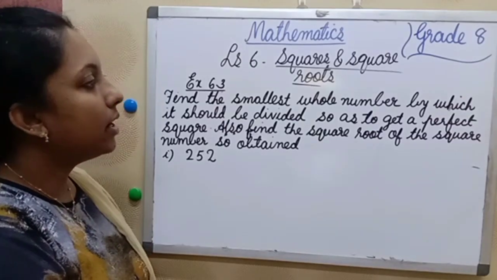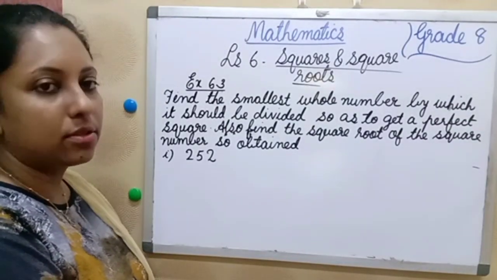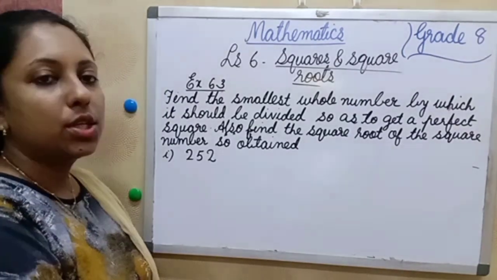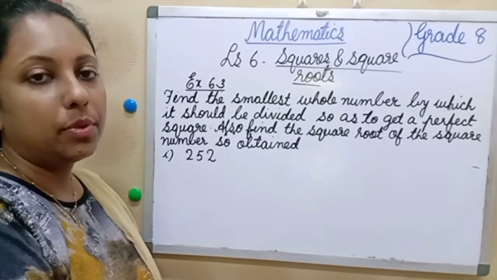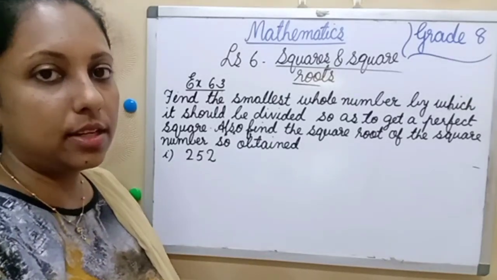Find the smallest whole number by which it should be divided so as to get a perfect square. Also find the square root of the square number so obtained. First number is 252. In the previous class we have done the factorization of 252.